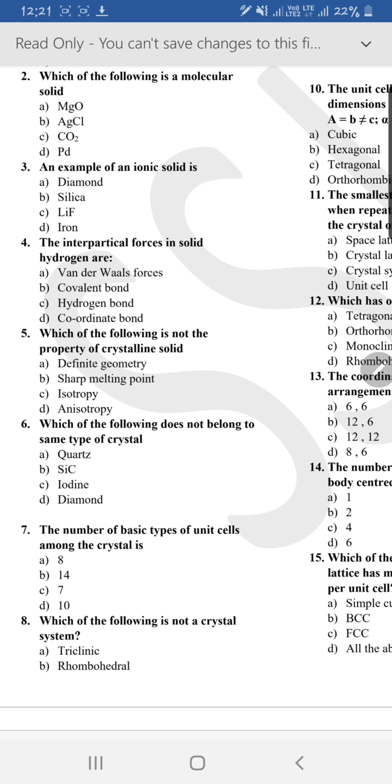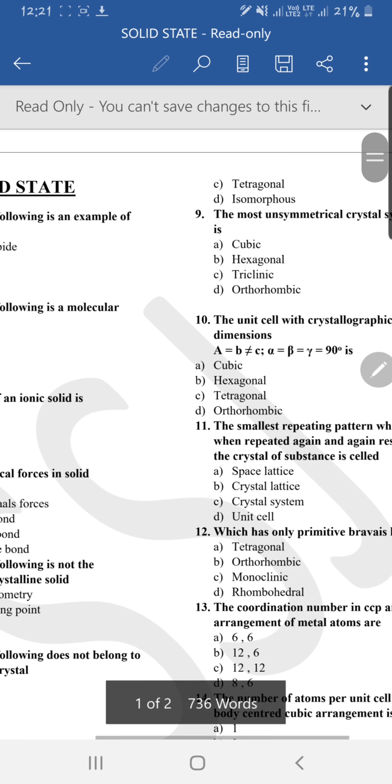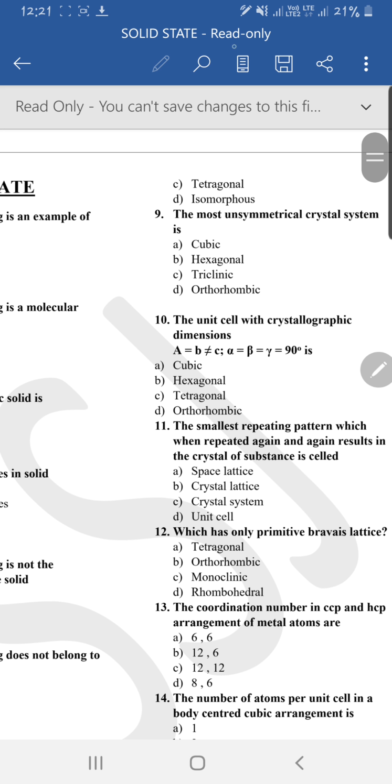Which of the following is not a crystal system? Among the 7, which is not the option. We have triclinic. You heard rhombohedral. Then the third option given, tetragonal and isomorphous. The word is isomorphous. What does isomorphous stand for? Iso means same, morphous means same morphological features. Two crystals having the same morphological features can also be called isomorphous. But the right option in this question is isomorphous.